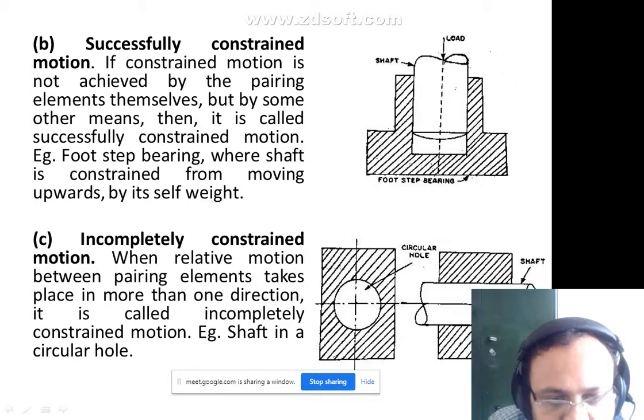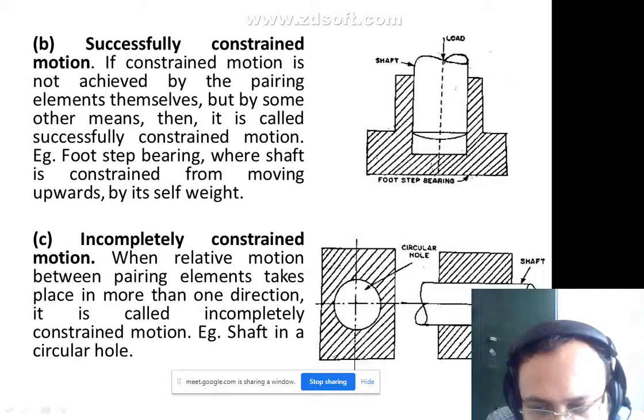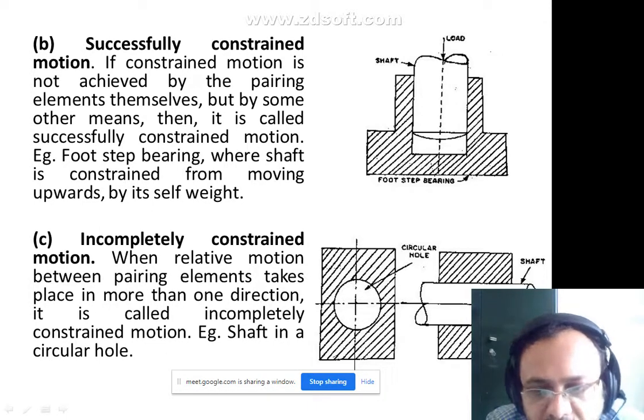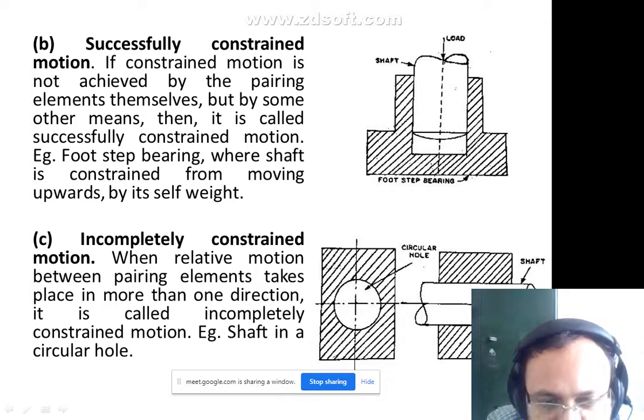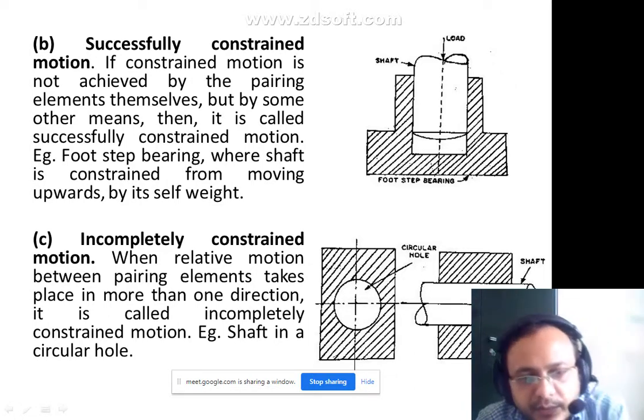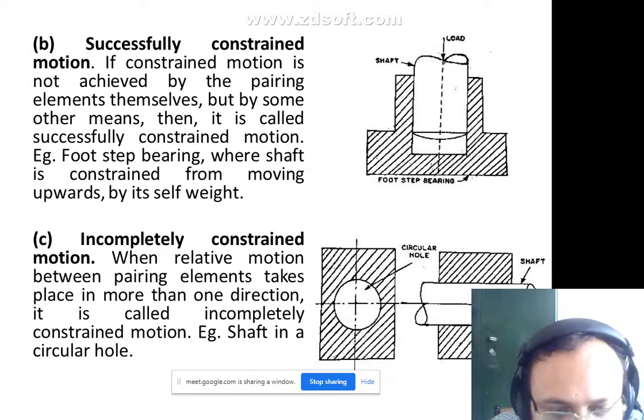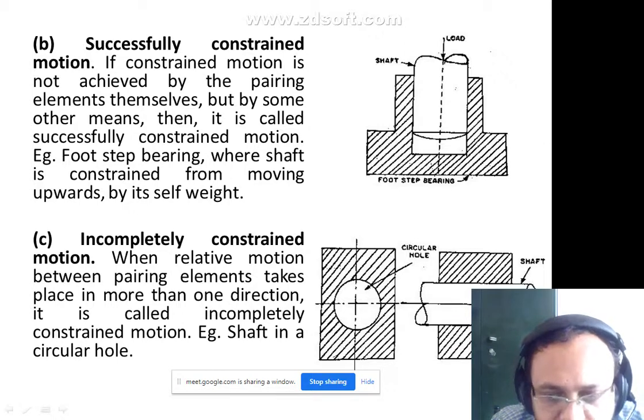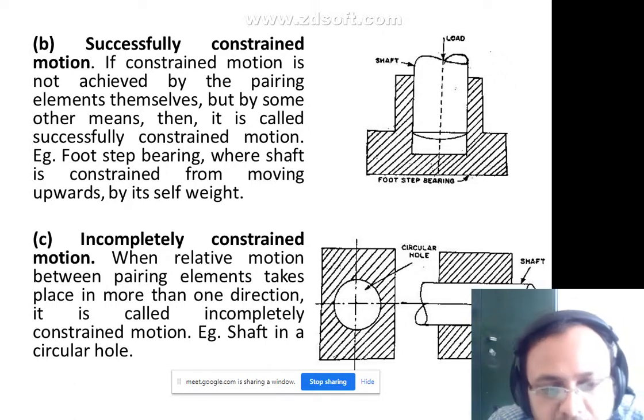Then the third one is incompletely constant motion. The example is a shaft in a circular hole. If you place a shaft in a circular hole, the relative motion between the pairing elements takes place in more than one direction. The shaft can translate, it can rotate, and you can't predict anything. So more than one direction is possible. It can move in translation and it can also rotate. So you can't predict, and in this case it is known as incompletely constant motion.